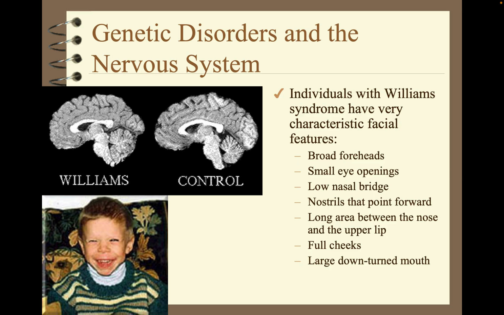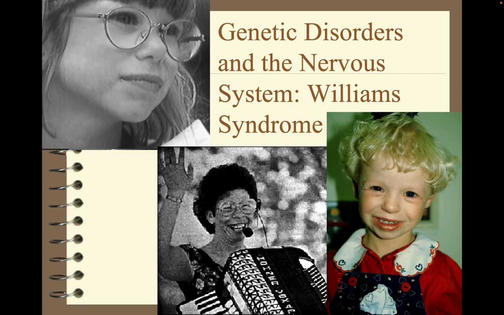Individuals with Williams syndrome have very characteristic facial features. They have broad foreheads, small eye openings. They have low nasal bridges, nostrils that point forward, a long area between the nose and the upper lip, full cheeks, large downturned mouth. They all look alike, as weird as that seems.